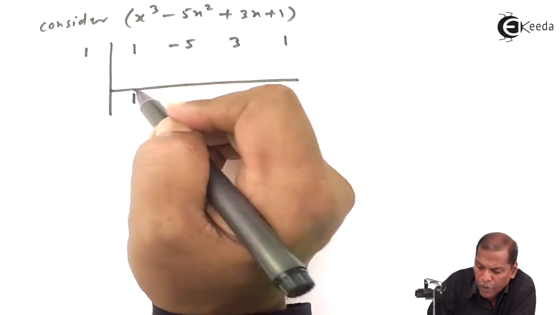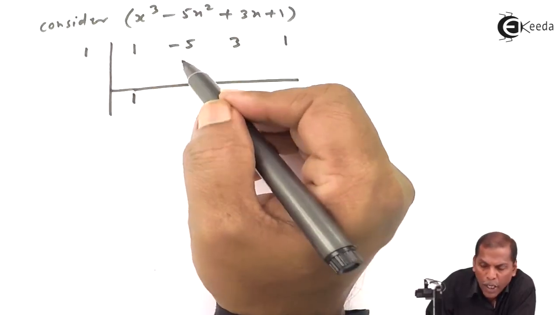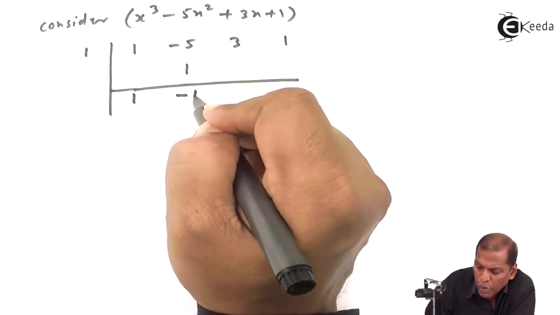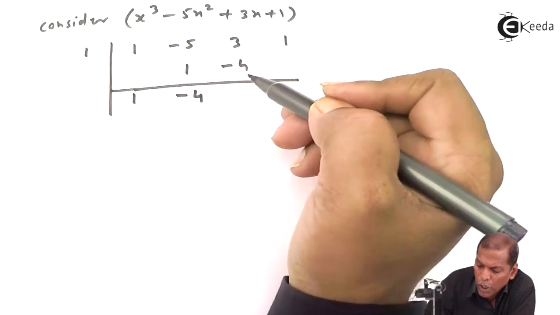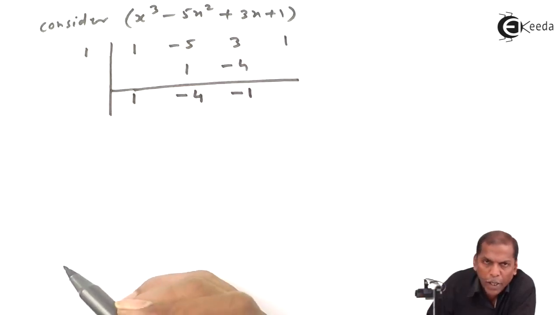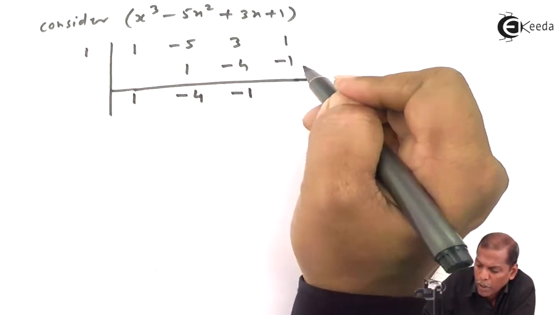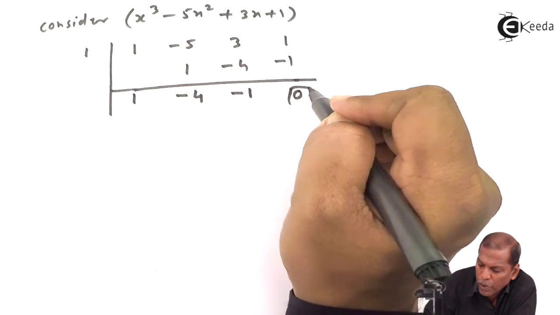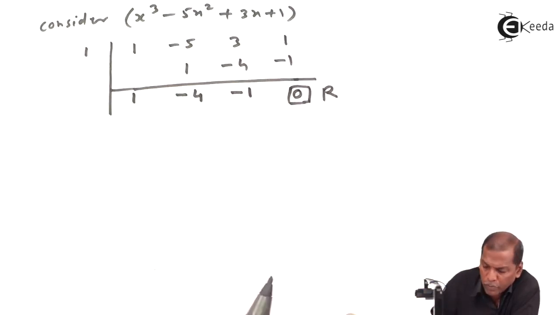So first we write 1 as it is, then 1 multiplied by 1 we get 1. Minus 5 plus 1 gives us minus 4. Now 1 into minus 4 is minus 4. Now 3 minus 4 gives us minus 1. 1 into minus 1 we get minus 1, and 1 minus 1 we get 0 as a remainder.